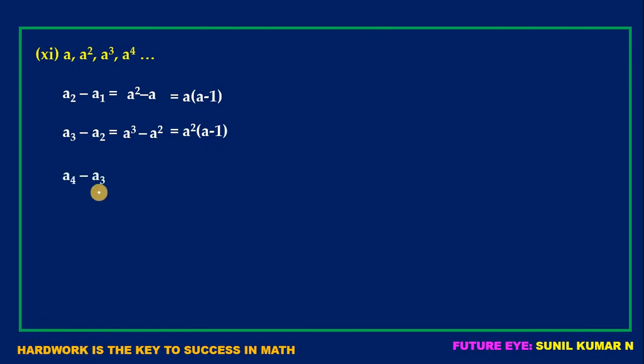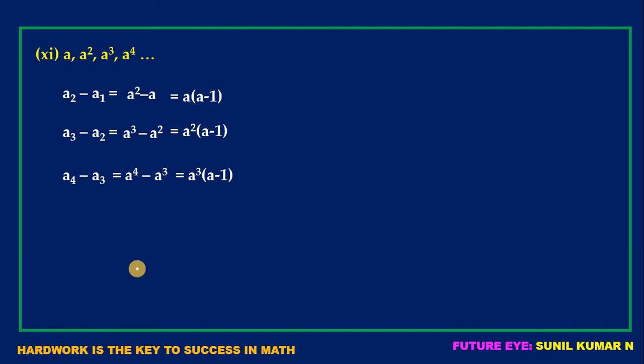Similarly, A4 minus A3. Substitute values. We get A to the power 4 minus A cube. Now tell me how much you can take as a common factor. Yes, you can take A cube as the common factor. As you take A cube as the common factor, in the first term place A is left out because there 4 A's are present, and in the second term A cube we have taken out, hence only 1 will be left out.